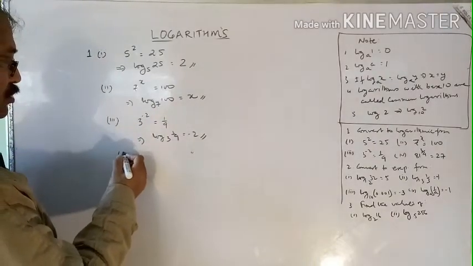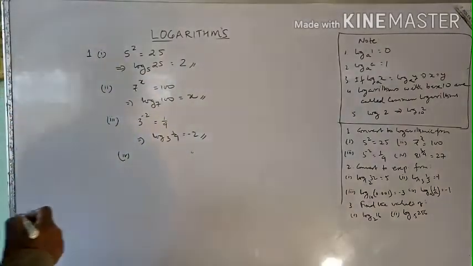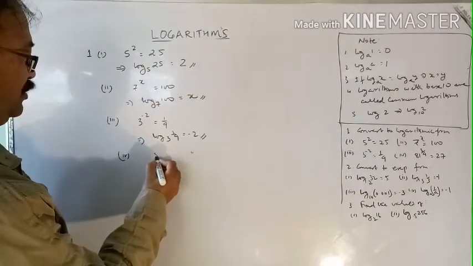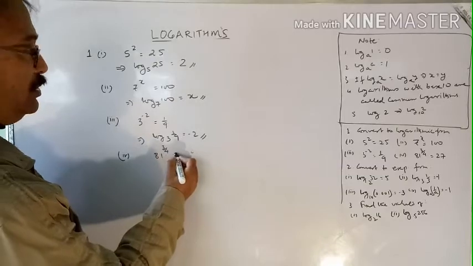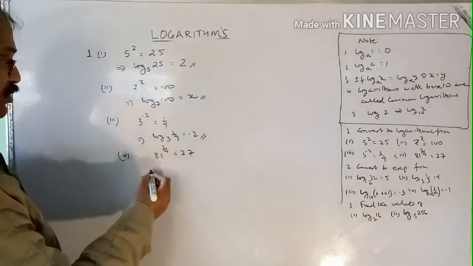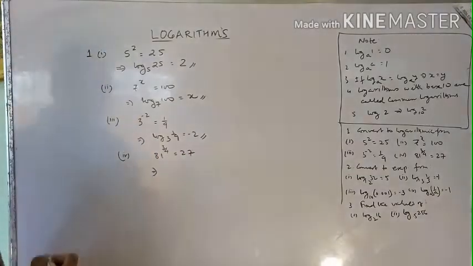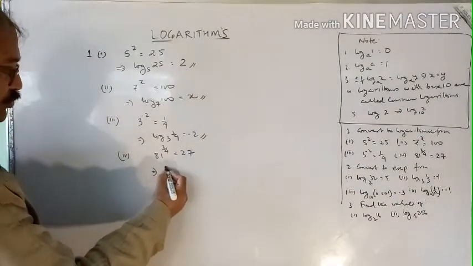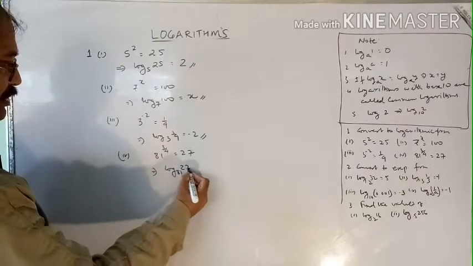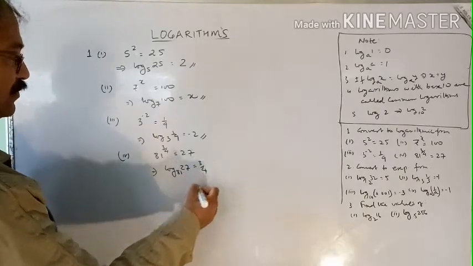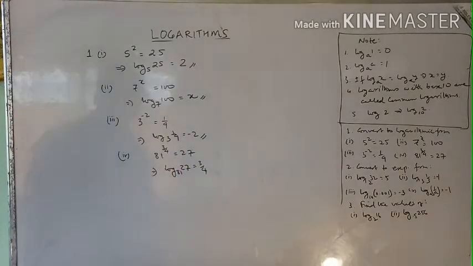Let's take one more so that the concept will be clear. 81 to the power 3 by 4 is equal to 27. You have to convert this into logarithmic form. The number is 27, so you write log of 27 with base 81 is equal to 3 by 4. So the logarithm is the exponent. This way you can convert into logarithmic form.